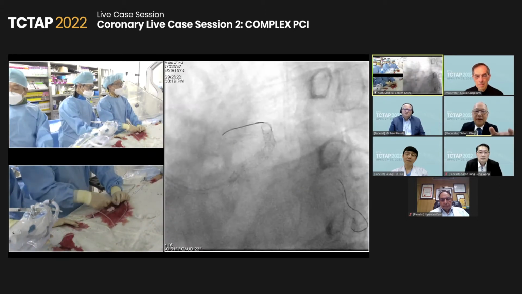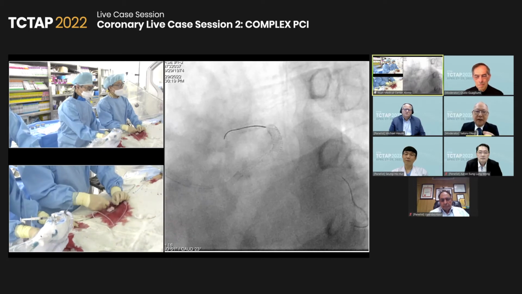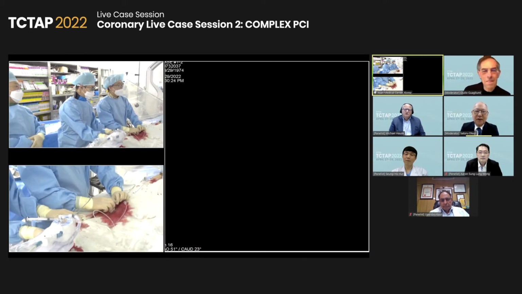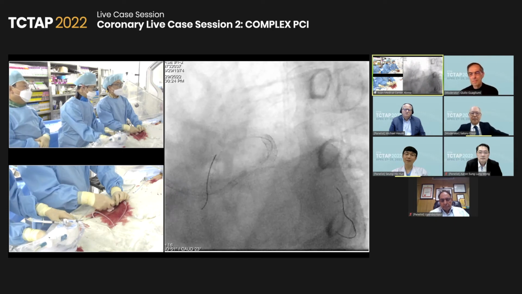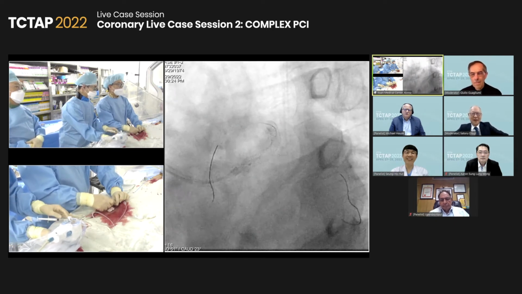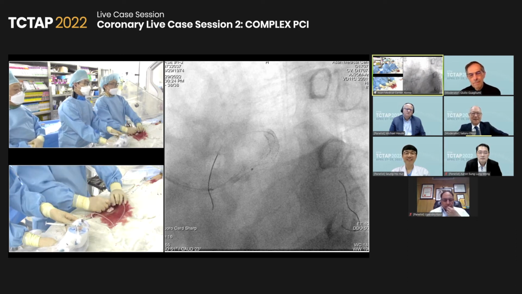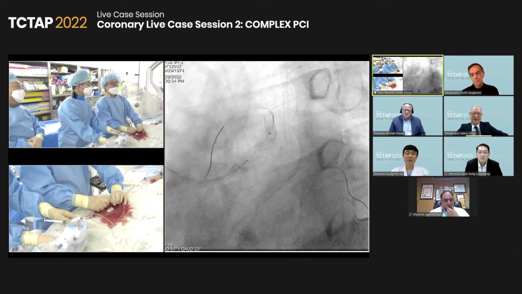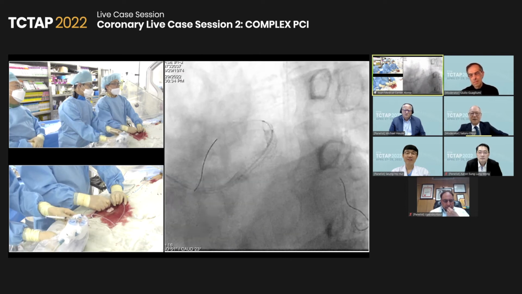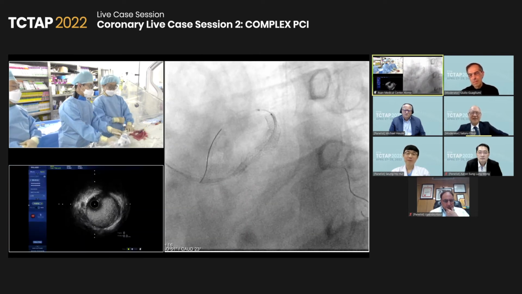So how about ballooning in the stent strut for the future event? Usually, I believe this patient already has a left circumflex region, and also this patient is very young.